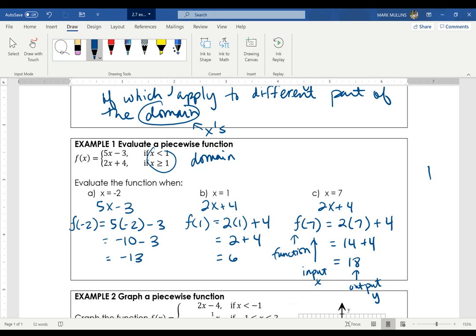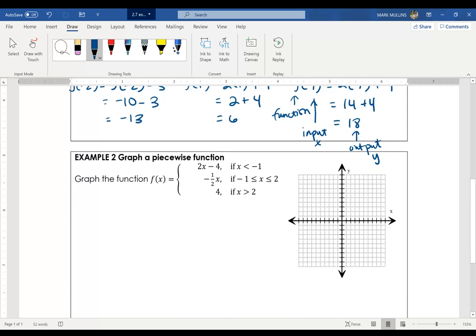So that's what's going on with function notation. It does not mean that I have to solve for f and divide by 7 or anything. f of 7 is not the same thing as f times 7. So be really careful about that.